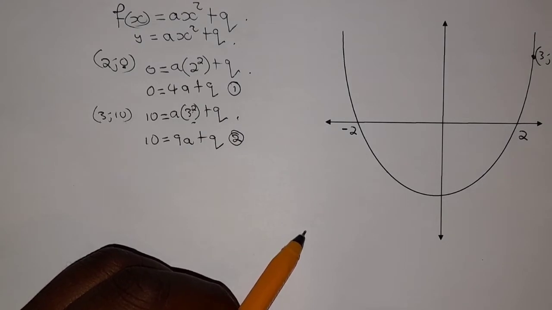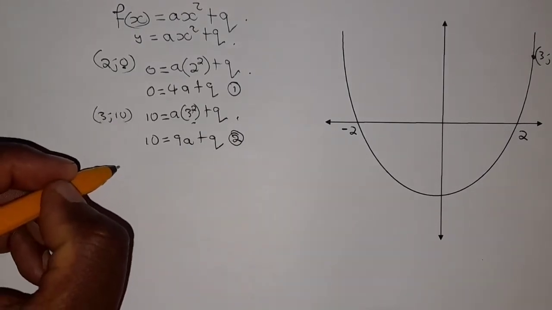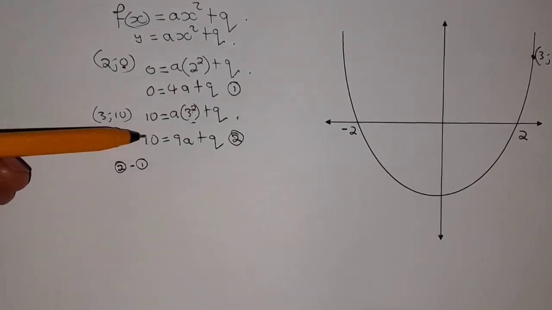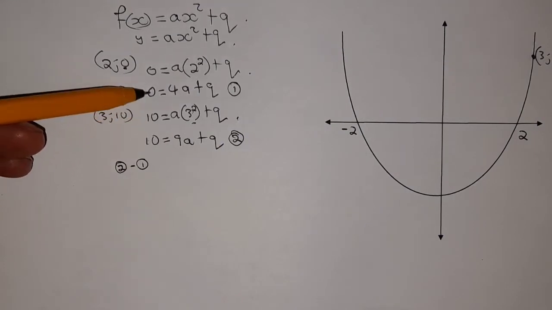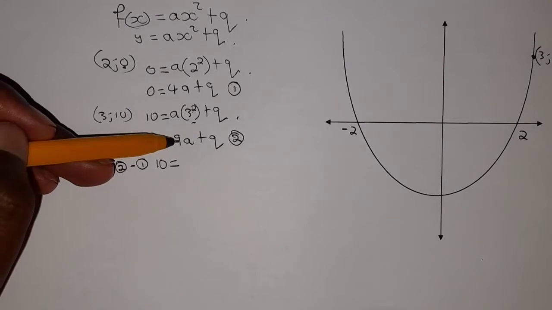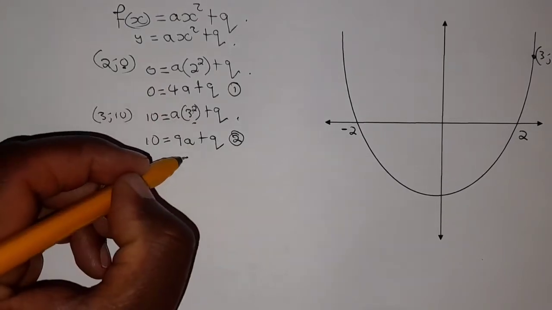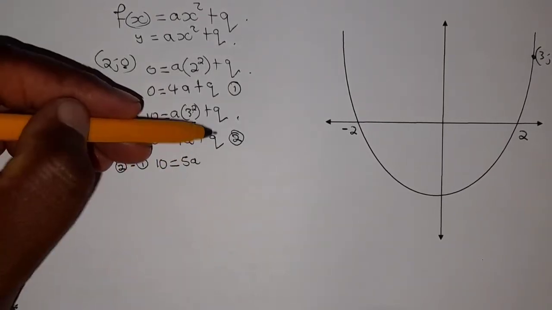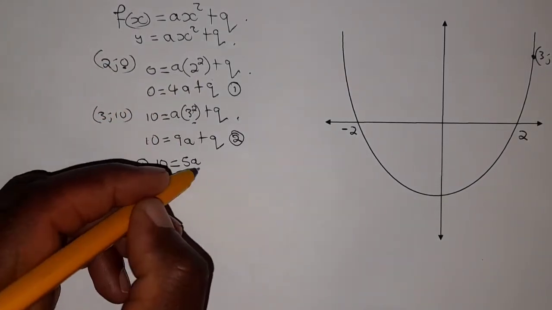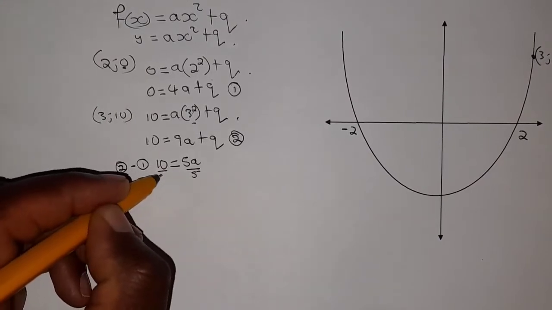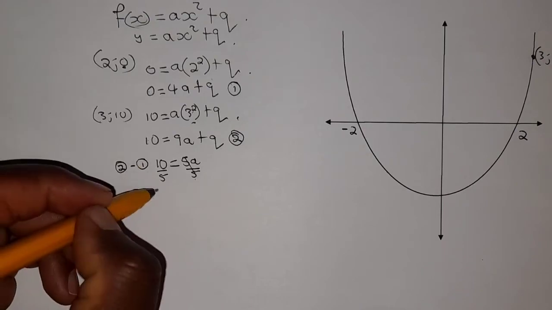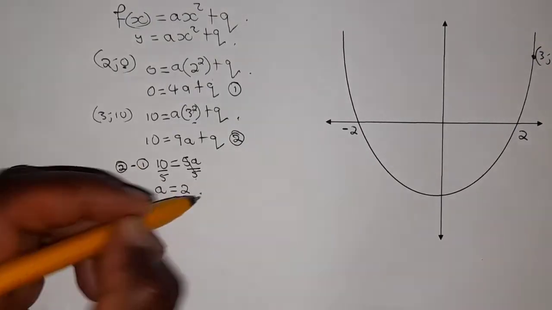Let me solve these simultaneously. So let me say equation 2 minus equation 1. So it's going to be 10 minus 0 is 10 is equal to 9a minus 4a is 5a, q minus q is 0. So we are left with 10 is equal to 5a, over 5 over 5, they cancel each other. 5 into 10 is 2. So my a is equal to 2.